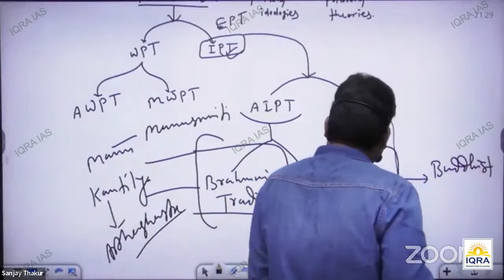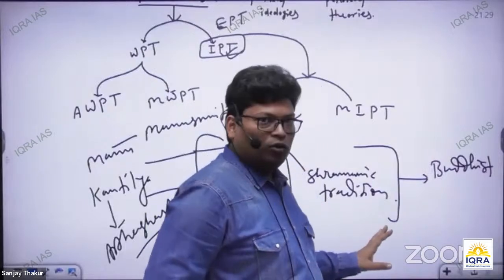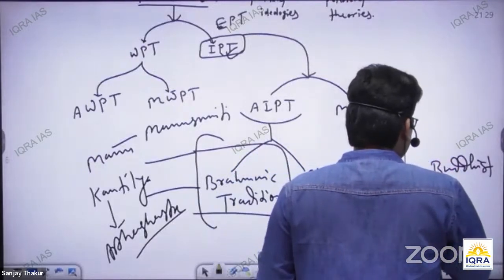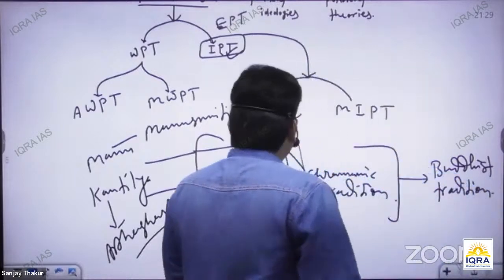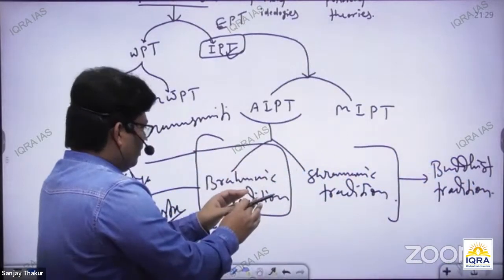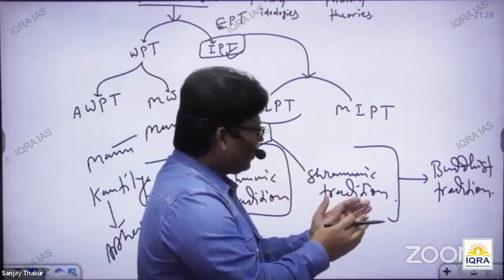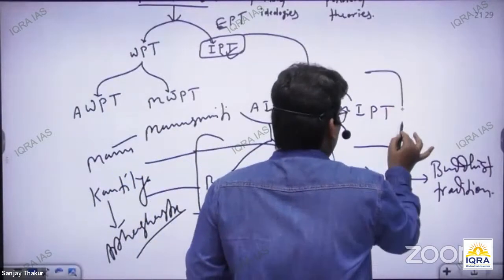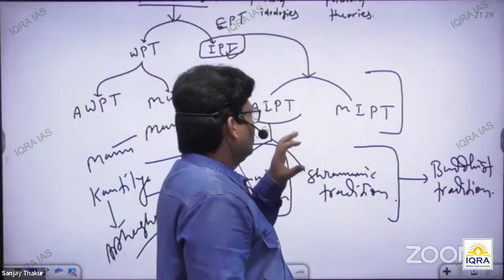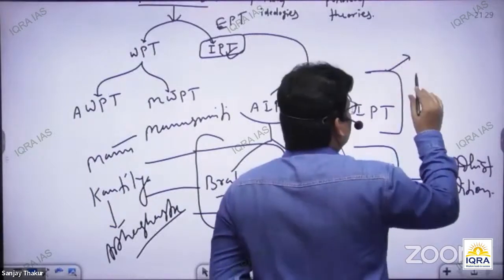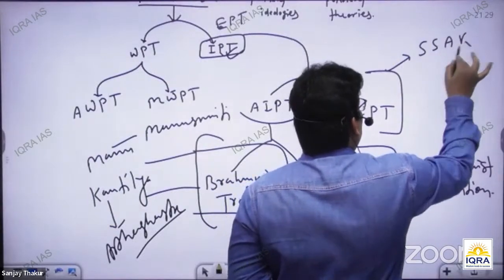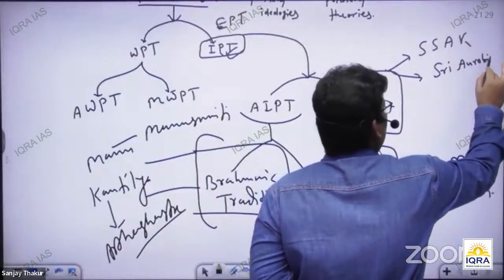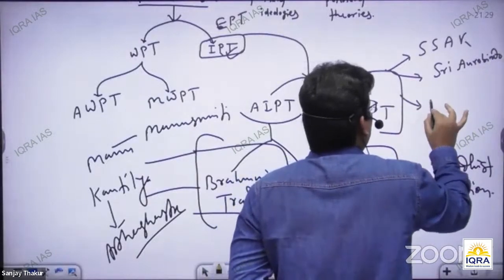So we need to remain specific while studying the Shramanic tradition. We are not required to cross over the boundary of the Buddhist tradition within the Shramanic one. So Buddhist tradition. So these two streams, the Brahminic stream and the Shramanic stream, constitute ancient Indian political thought, right? But when it comes to modern Indian political thought, here we are supposed to study certain political thinkers like Sir Syed Ahmad Khan, Sri Aurobindo, Mohandas Karamchand Gandhi.